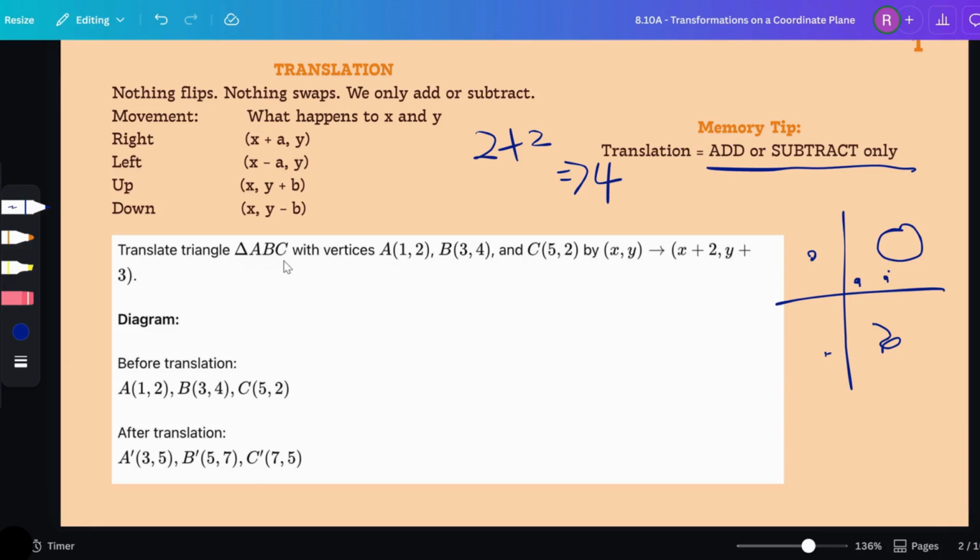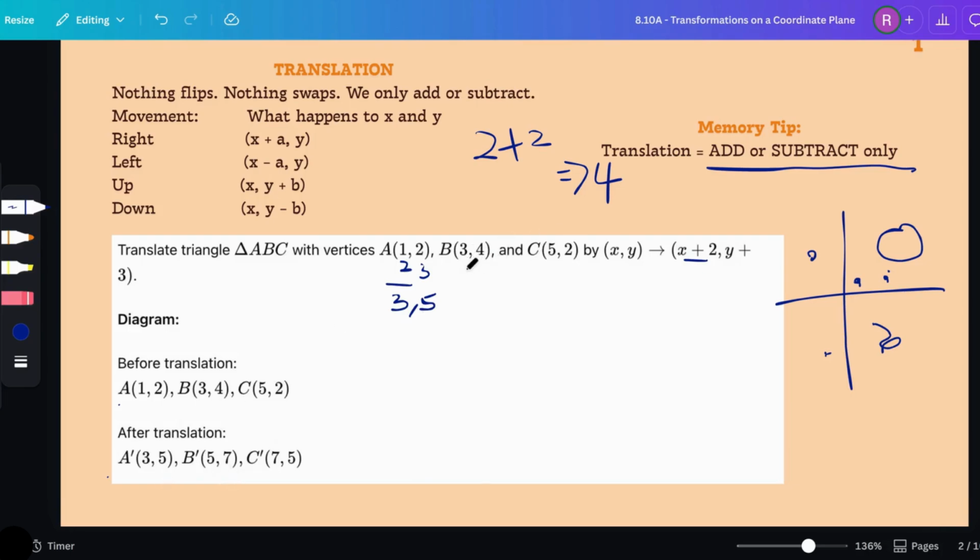We are to translate triangle ABC with vertices A at point 1 comma 2, B at point 3 comma 4, and C at point 5 comma 6, and we are to translate by x plus 2 and y plus 3. That means we add 2 to x and we add 3 to y. When we add 2 to 1, this becomes 3 comma, and when we add 3 to 2, it becomes 5. So this is vertex A before translation. After translation, it becomes A prime with point 3 comma 5.